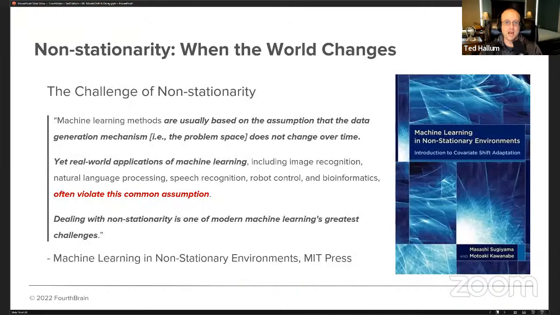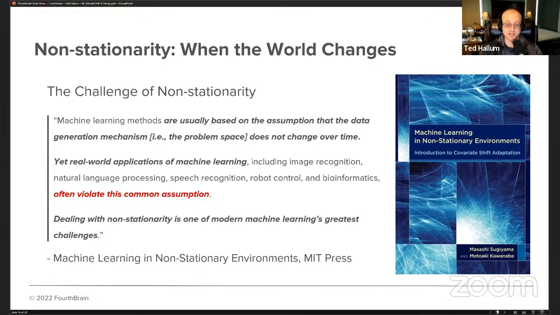All right, so now we have to talk about the elephant in the room, non-stationarity. What happens to your machine learning models when the world changes? So modern machine learning models, deep neural networks, they are exquisite mathematical pattern detectors. You train them on examples, they learn those historical patterns, and then they can make good predictions, as long as what happens in the future continues to reflect what was in that training domain from the past.